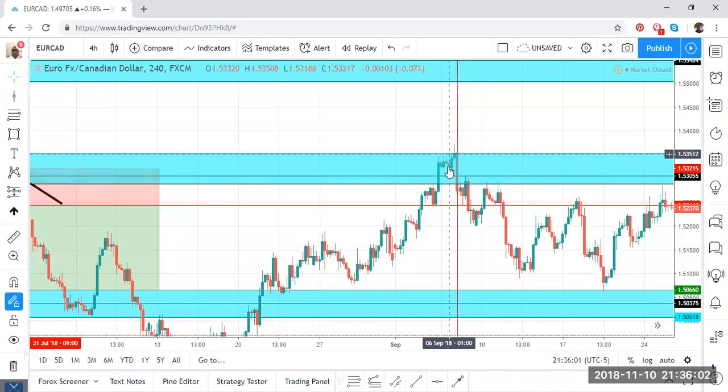So with this impulse move here, even though it finished underneath, I wouldn't take this setup because it's in my zone. I wouldn't take this setup as a sell stop to ride down to the next zone. I can go down to the 15 minute.